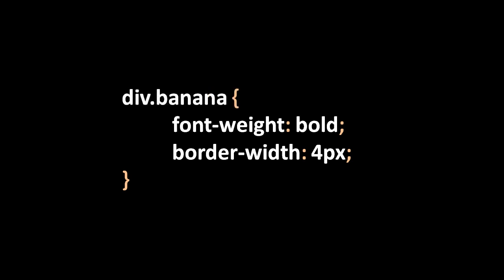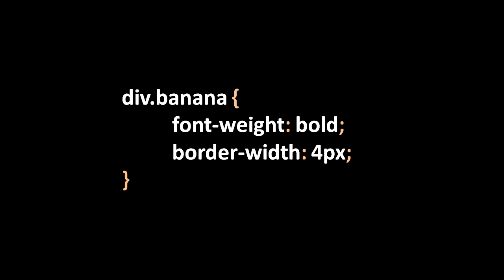We can write, say here, div.banana, and that means that all divs that are members of the class banana are given these two properties. So here, if in our document we happen to have an element which is a member of the class banana, but which is not a div, then this rule will not apply.